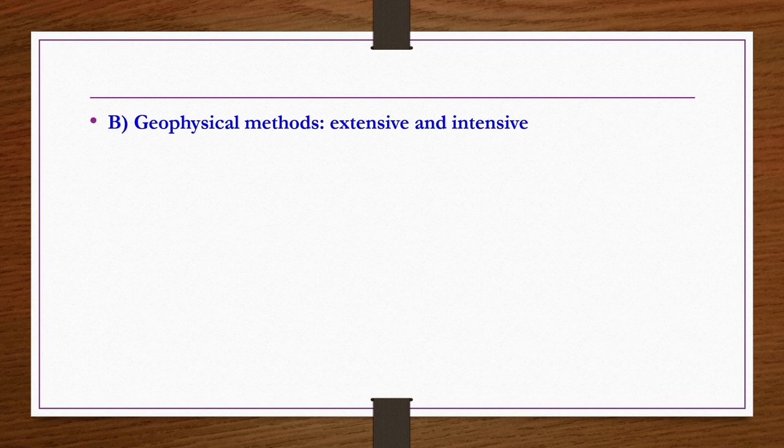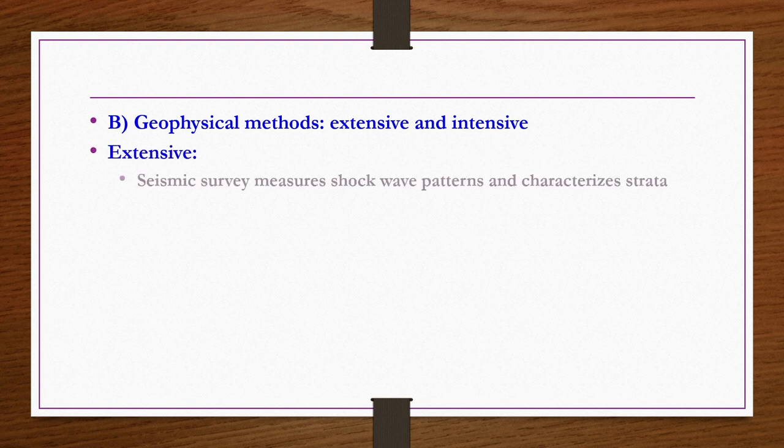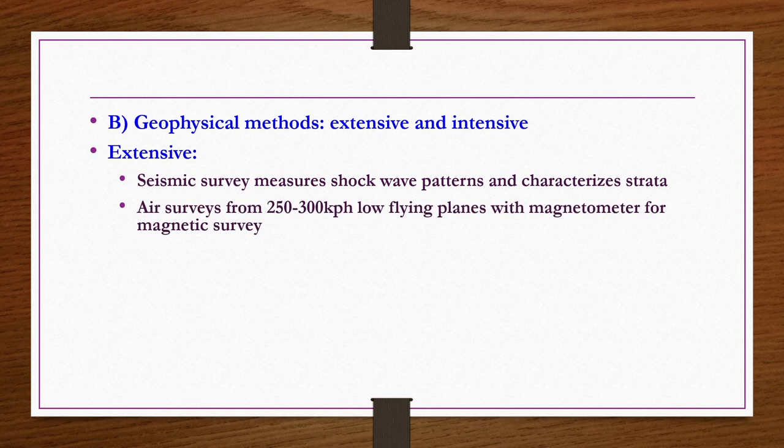The second exploration method is the geophysical method, which is again extensive and intensive. Under the extensive, we have seismic survey, which measures the shock wave patterns and analyzes the strata available, and accordingly they decide how much reserves are present. That is one method. Then air surveys from 250 to 300 kilometers per hour low flying planes with magnetometers for magnetic survey are also used. Scintillation counter for radioactivity survey is another method.